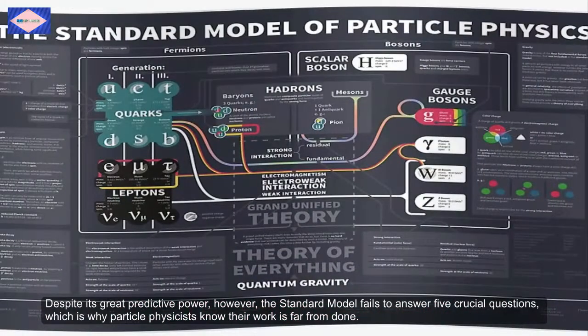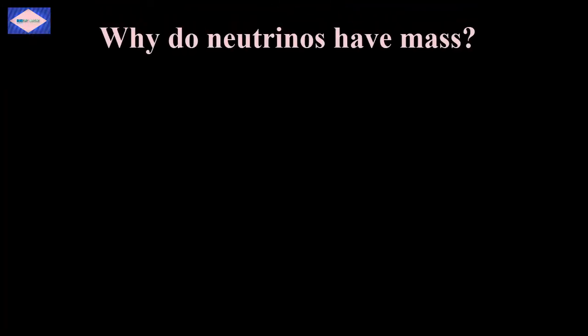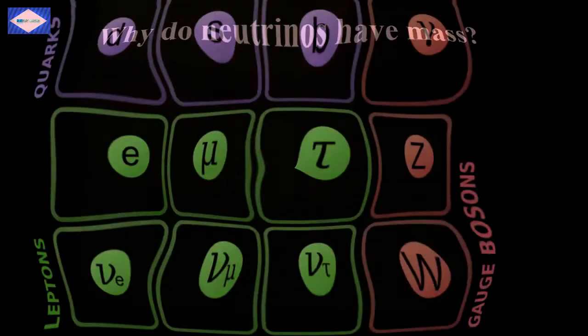Despite its great predictive power, however, the Standard Model fails to answer 5 crucial questions, which is why particle physicists know their work is far from done. Some of these questions are: 1. Why do neutrinos have mass?